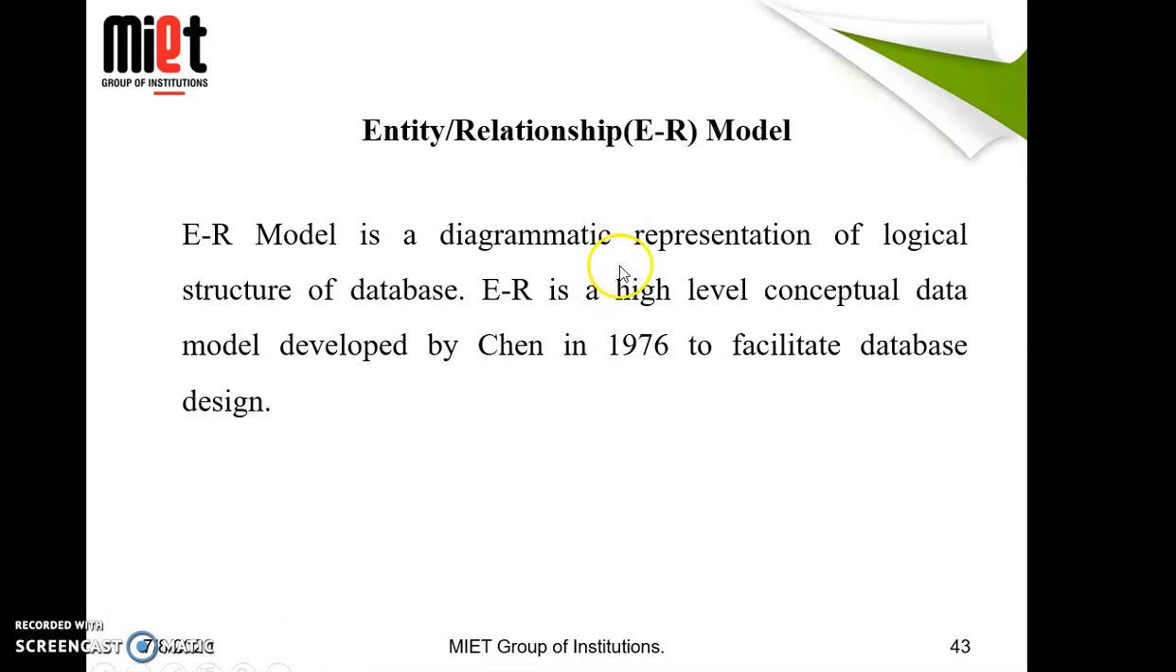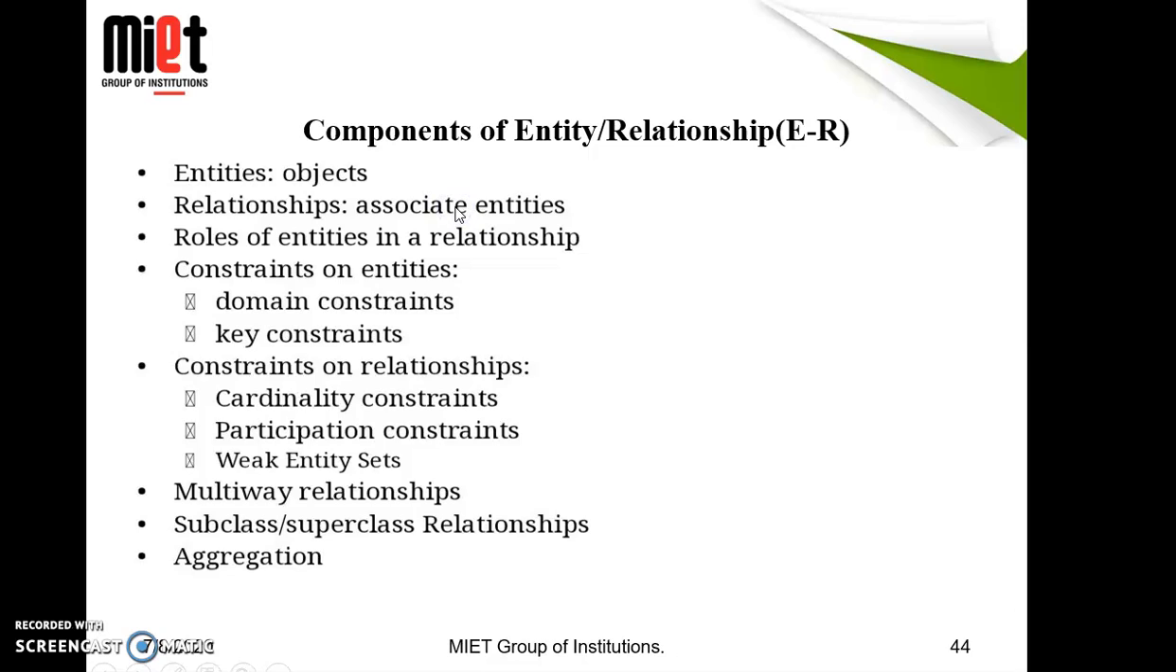Next is the components of ER diagrams. Mainly there are three components. Number one is entity, second one is relationship, and third one is attributes. So these are the three main components of an ER diagram.